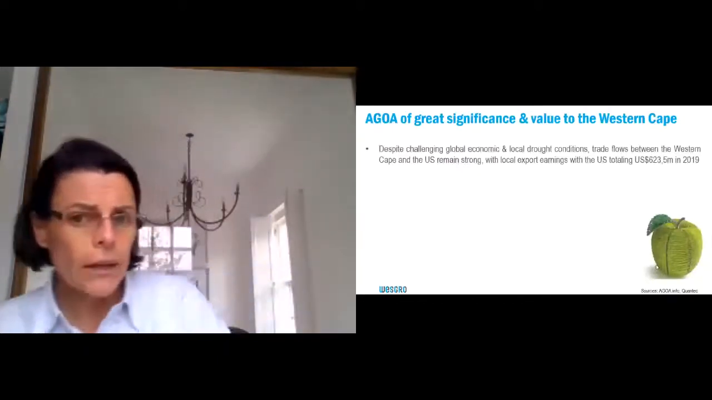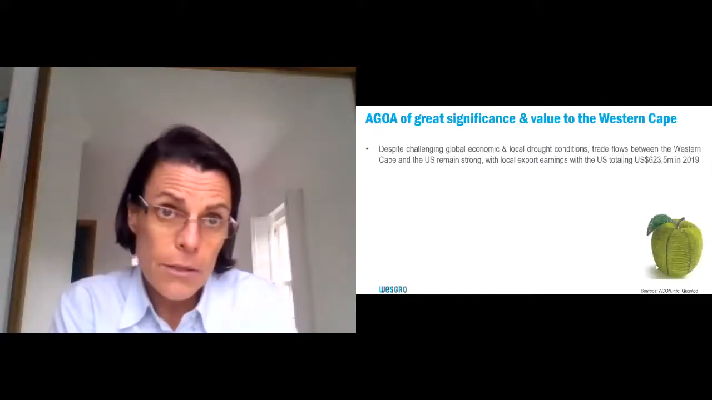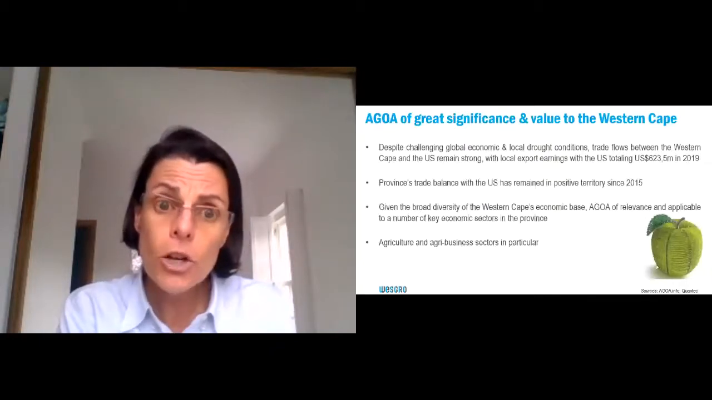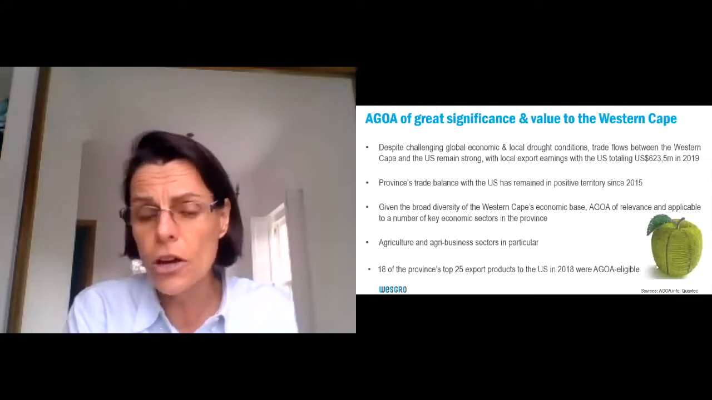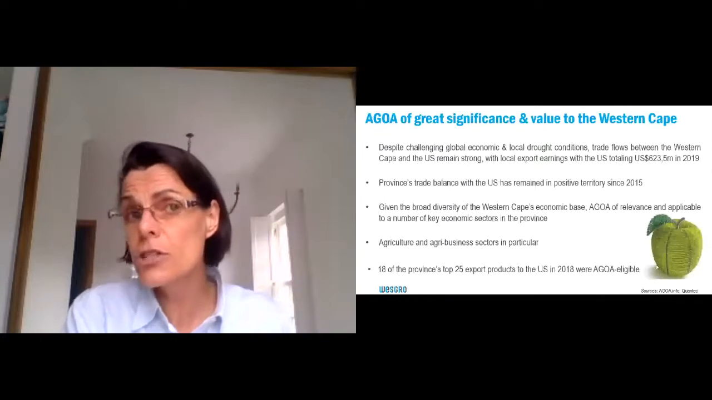Then just touching on Agoa, as many of you well know, the Western Cape in South Africa has been having drought conditions. Despite this, and challenging global economic conditions in recent years, trade flows between the Western Cape and the US remain strong, with local export earnings with the US totaling $623 million last year.